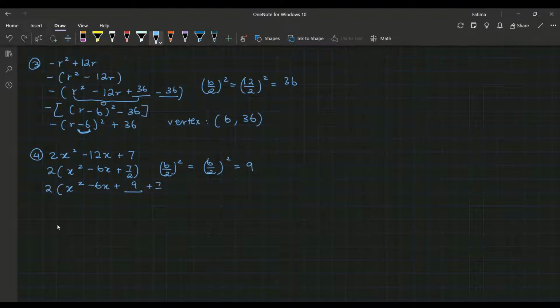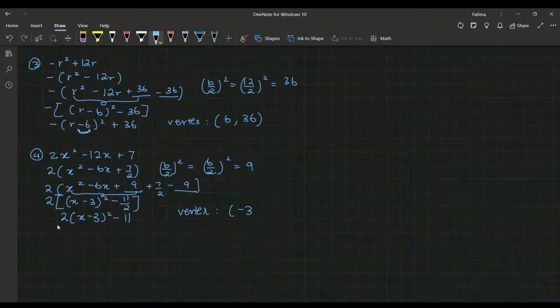plus 9 and then minus 9. So now this can be written as x minus 3 whole square, and then I'm left with 7 by 2 minus 9. That's minus 11 by 2. Now to simplify this, that will be 2 bracket x minus 3 whole square, and then negative 11 by 2 into 2 is basically minus 11. So in this case, the vertex would be plus 3 and minus 11. Plus 3 because this minus 3 has to be changed to its opposite sign, and then the minus 11 will remain as minus 11.